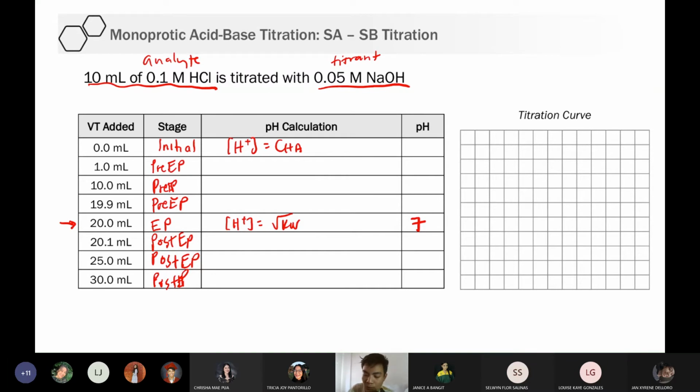Negative log of 0.1 is 1. Okay? So for pre-equivalence point, the equation to be used is H plus equals MAVA minus MTVT divided by V total. You plug in the volume of titrant to this equation, you get the negative log, you have the pH. So let me solve for that.